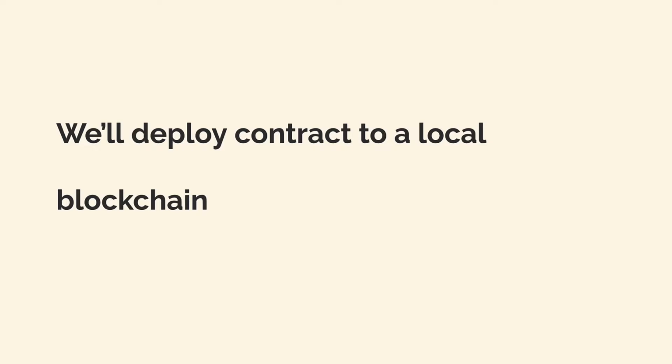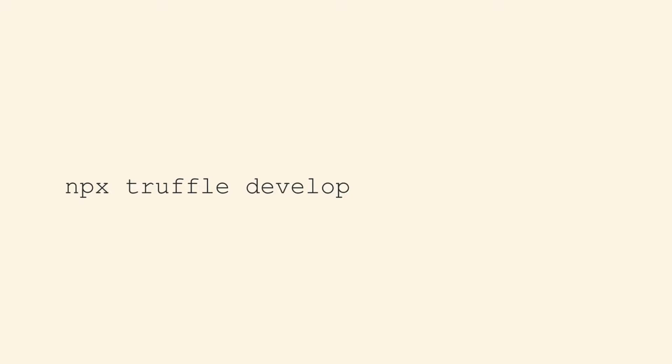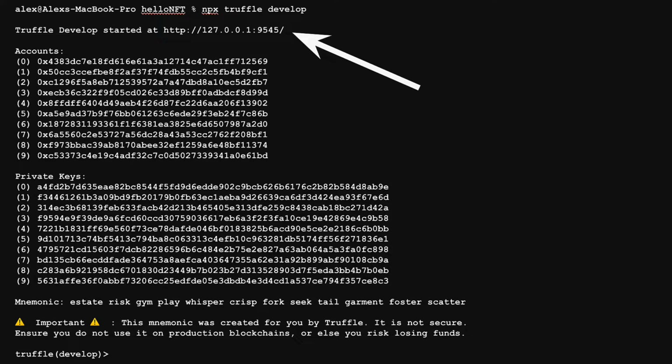Next up, we can deploy our NFT, but we need a blockchain to deploy it on. So for this example, first we're going to deploy the contract to a local blockchain. That means a blockchain running on our computer. To launch a local blockchain, we can use the command npx truffle develop. This command is going to open a Truffle console with a development blockchain. We can take a look here at the results of this command in the terminal. We now have a blockchain running locally on our computer.